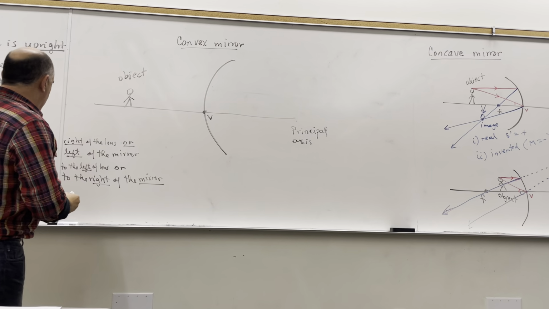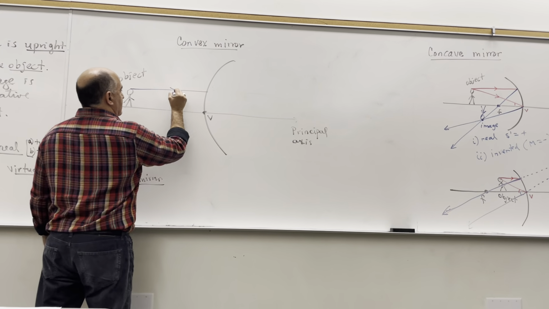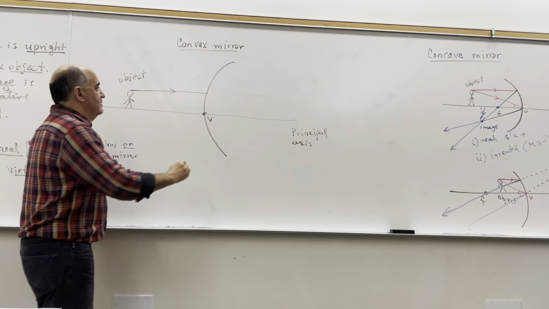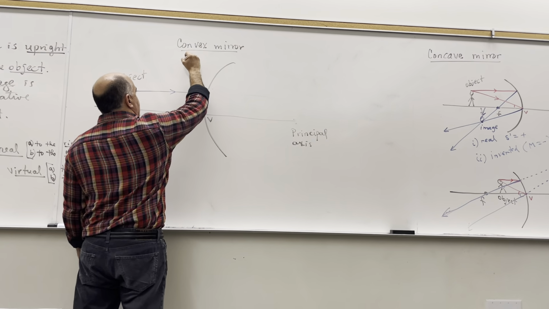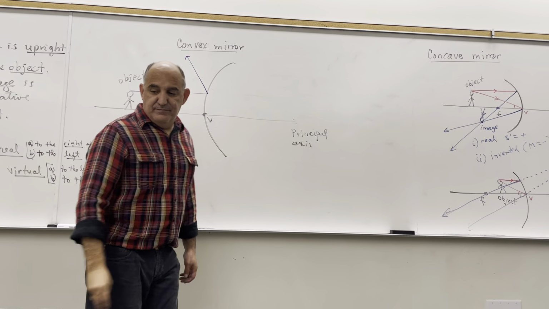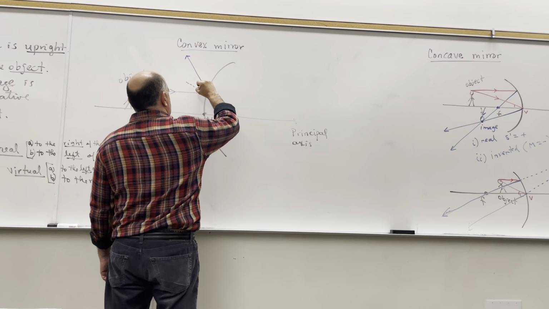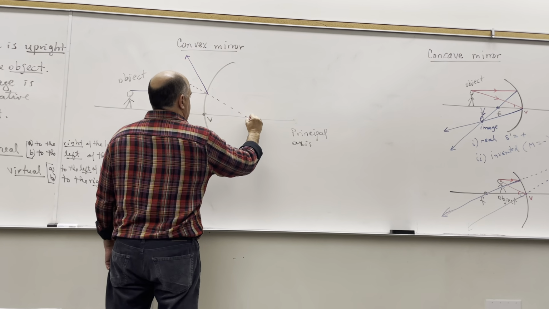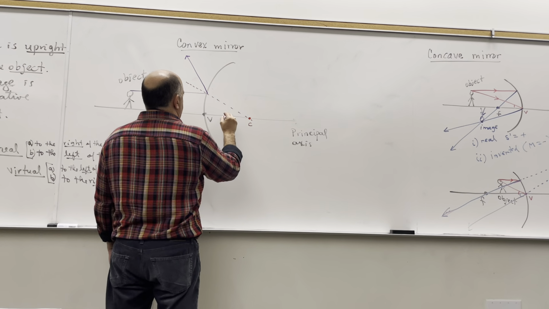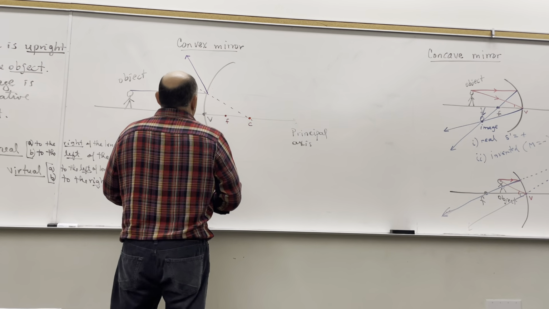And, well, light rays are going to be coming in. Well, what's going to happen? It's going to reflect. And it's going to reflect like that, right? Because the normal to the surface over there, so that's the center of curvature, right? And the focal point is usually like over here.